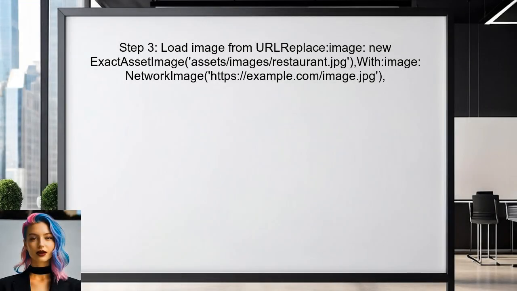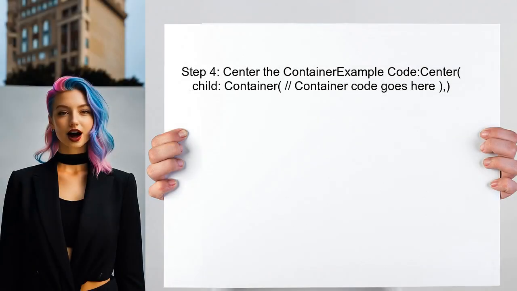After that, the user should ensure that the image is loaded from a URL. This is done by using the NetworkImage widget instead of AssetImage. Finally, the user can wrap the container in a Center widget to position it nicely on the screen. This will help in displaying the circular image effectively.